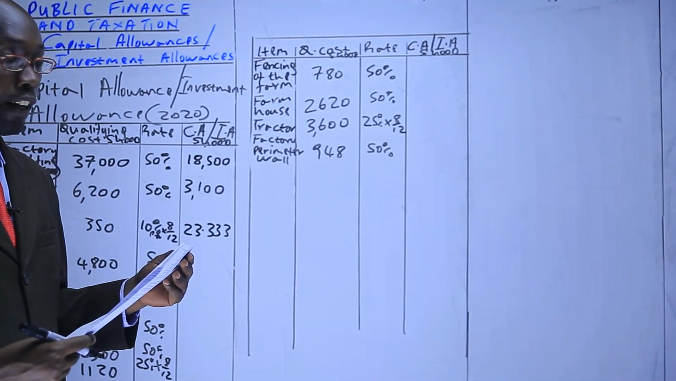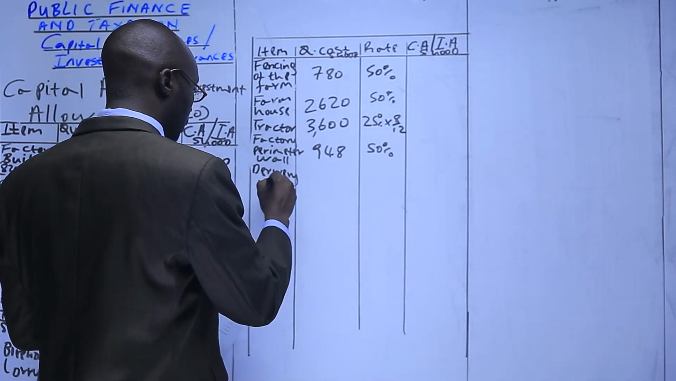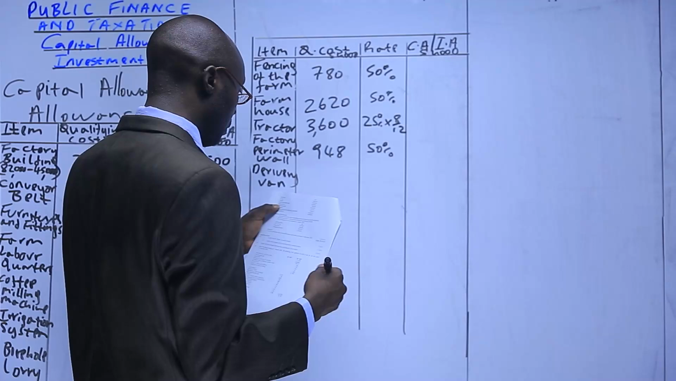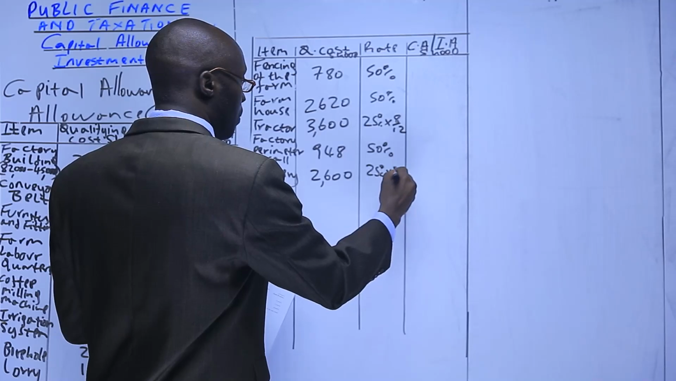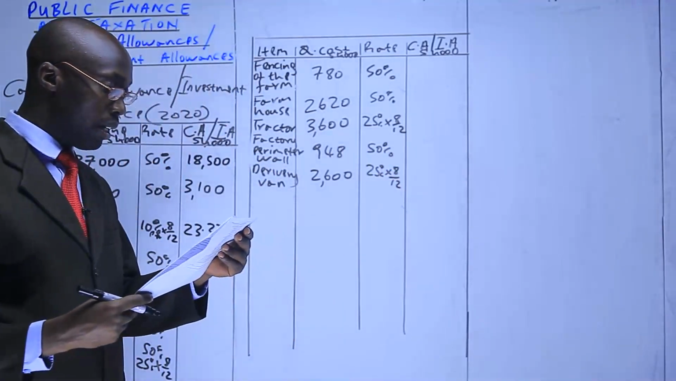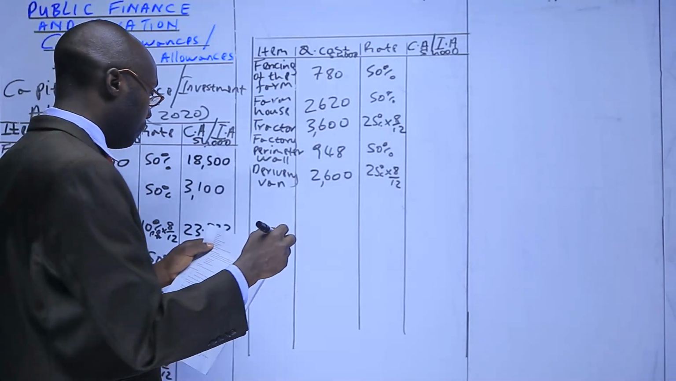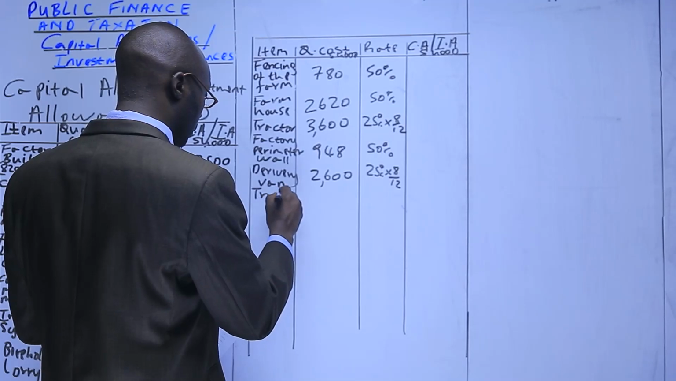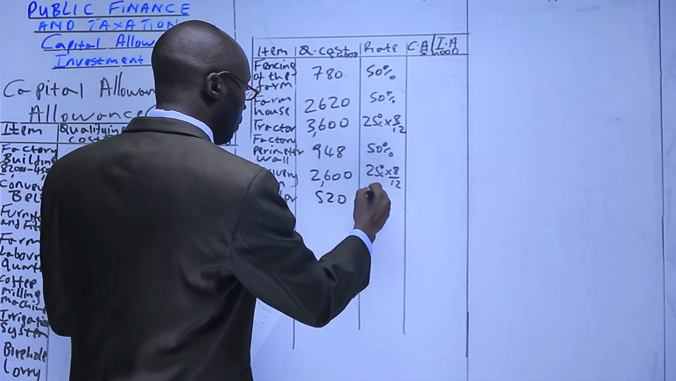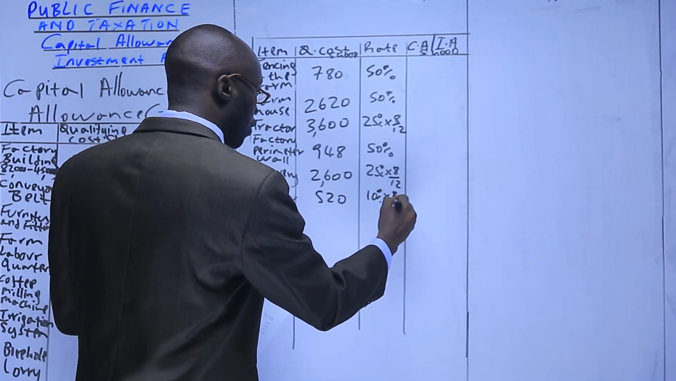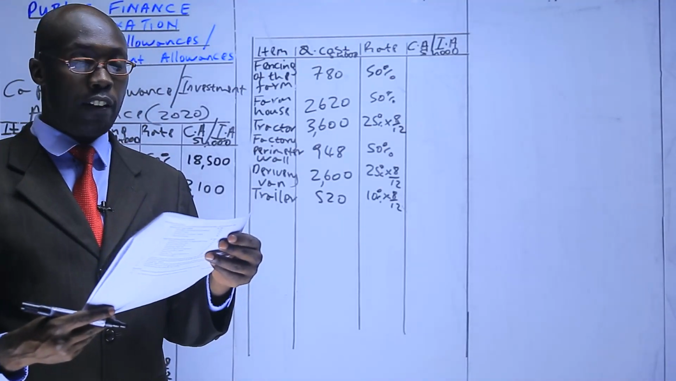Delivery van, we say 25%, times 8 over 12. Trailer for the tractor. Trailer we said is 10%. Times 8 over 12. Computer, that we said is supposed to be 25%.